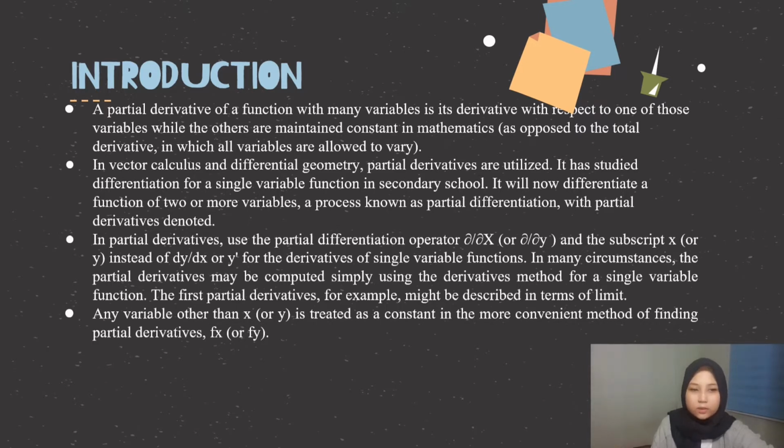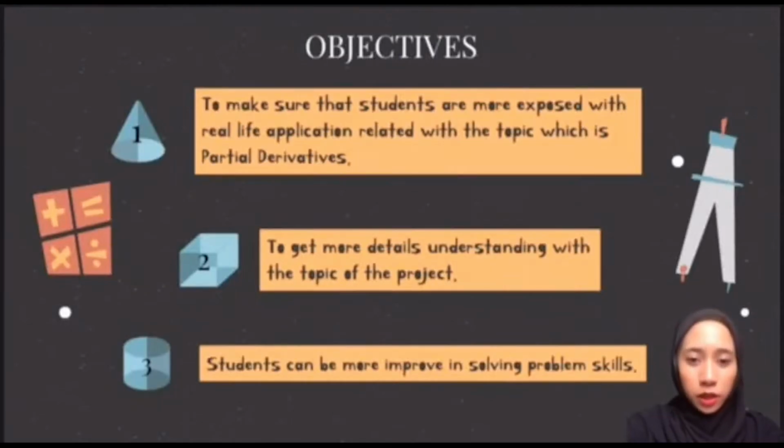The first partial derivative, for example, might be described in terms of a limit. Any variable other than x or y is treated as a constant in the more convenient method of finding the partial derivative, fx or fy. The objectives of this project are: first, to make sure that students are more exposed to real-life applications related to the topic, which is partial derivative. Second, to get a more detailed understanding of the topic of the project. The third is that students can be more improved in problem solving.